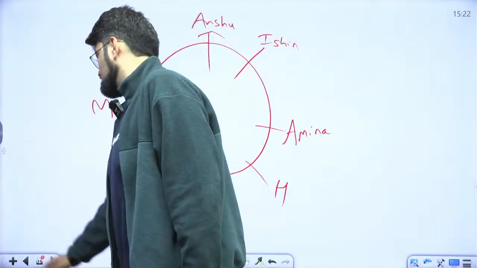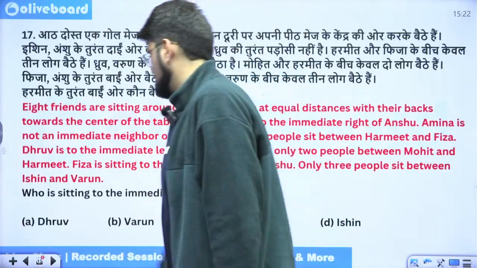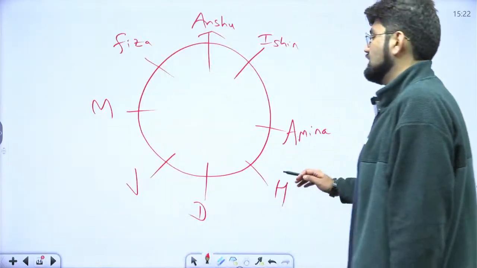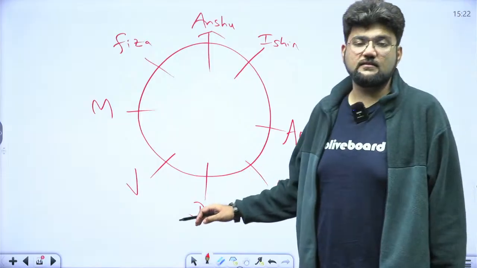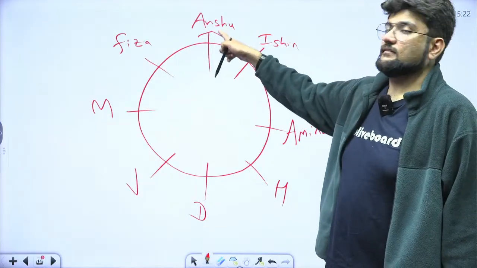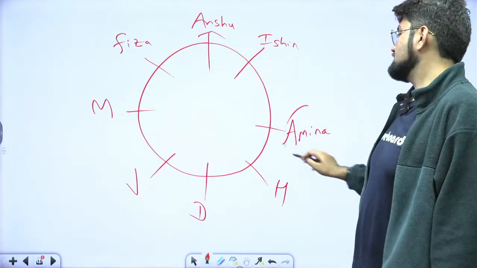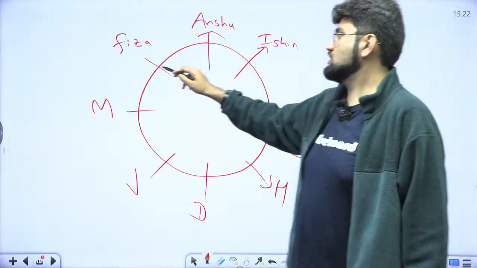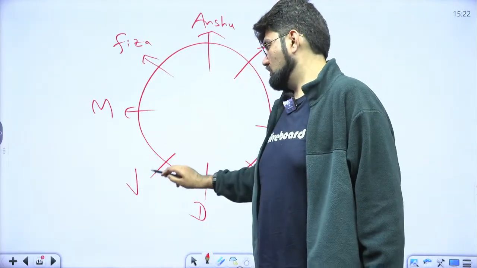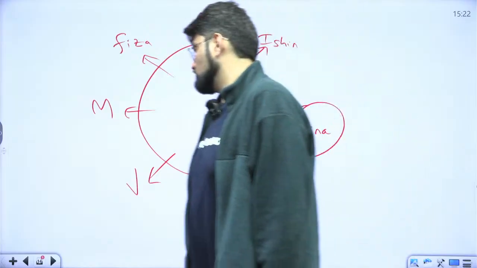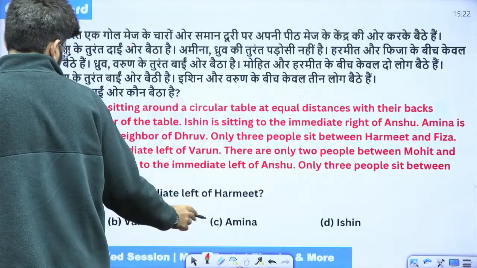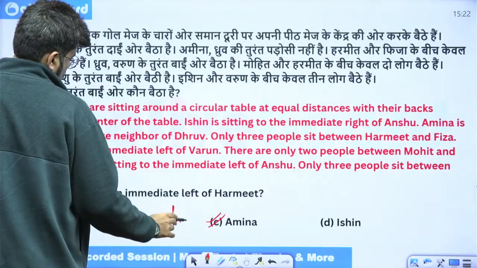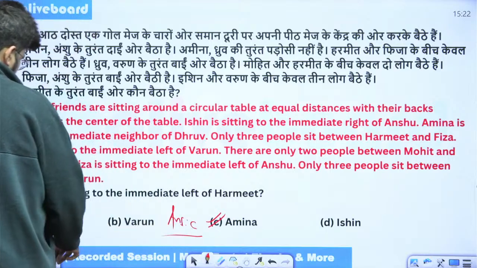The question is asking who is sitting to the immediate left of Harmeet. A lot of people end up giving the answer Dhruv. You forget that they are facing outwards. That means Amina is sitting to the left of Harmeet. Always remember, if you don't understand, please draw the arrows on everybody. Option C is the correct answer. Okay? Next.